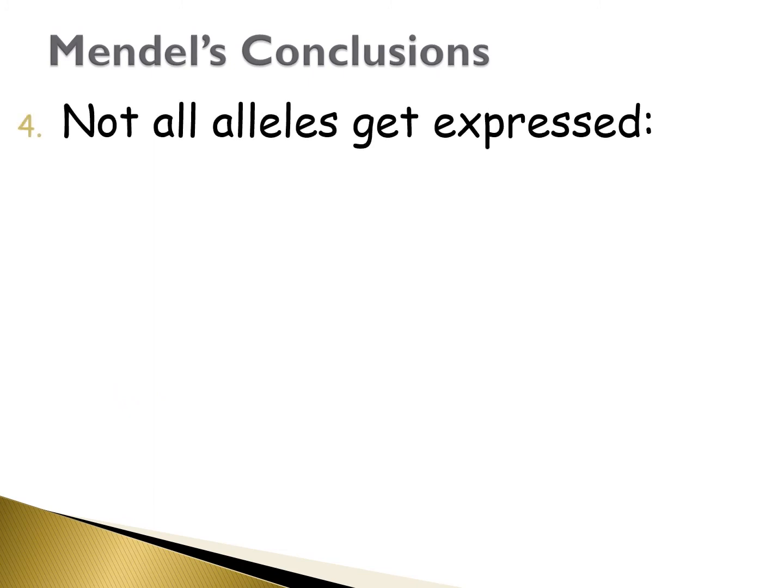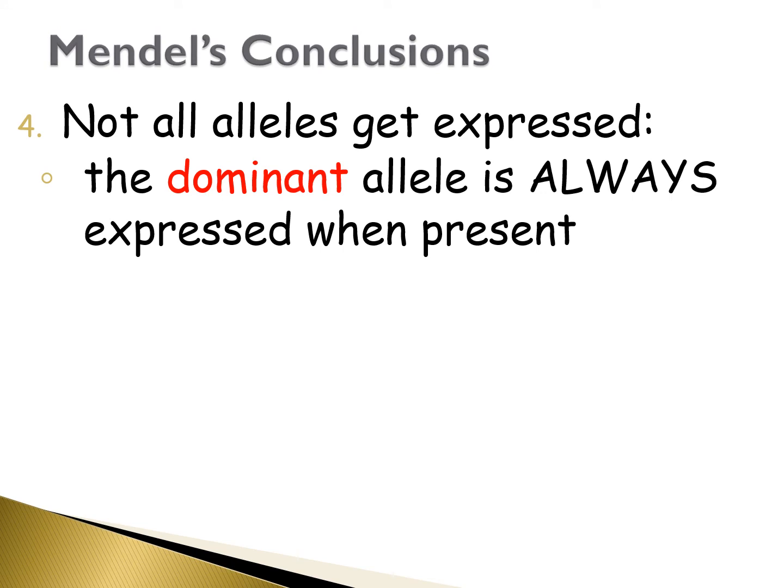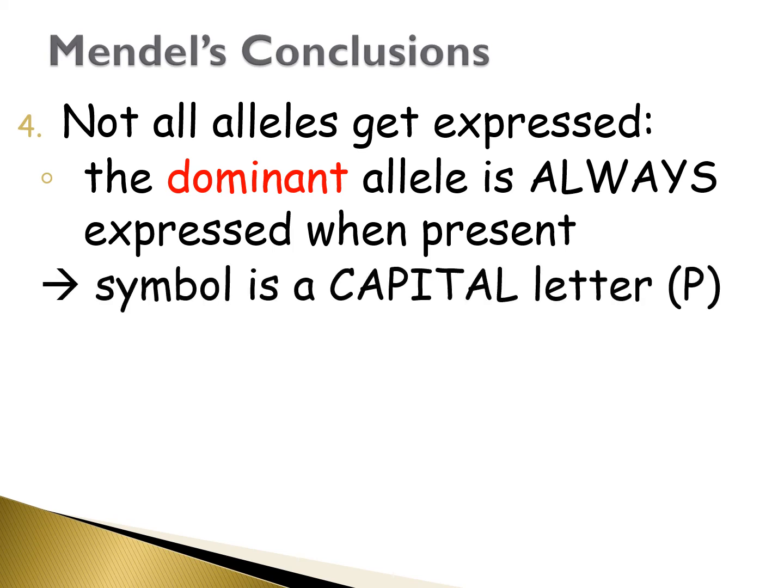Now, not all alleles get expressed. When you see the term expressed, when we talk about genetics or DNA, that's the one that shows up. Okay? The one that's expressed is the one that shows up. That is going to be the dominant allele. The dominant allele is the one that's always going to show up. It's the stronger one, and it tends to be written with a capital letter.